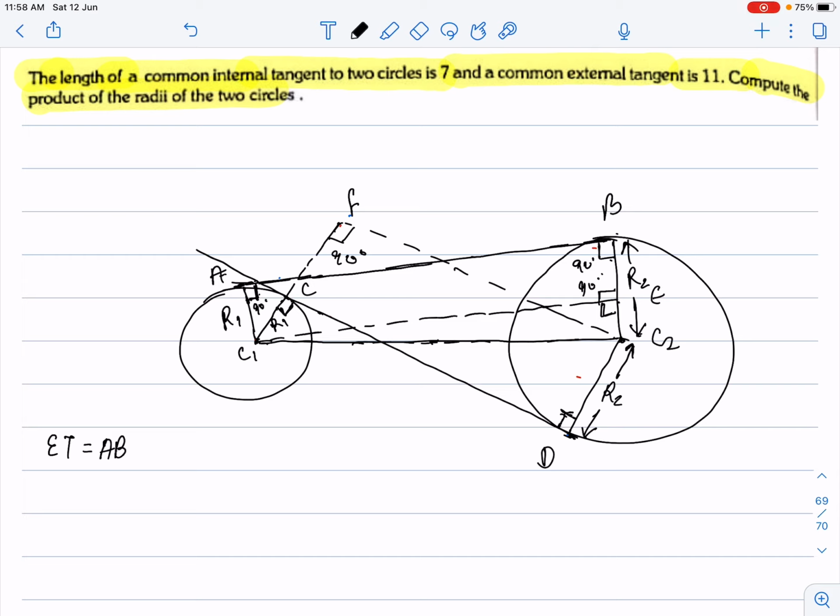So opposite sides of a rectangle are equal, so that means the length of external tangent, which was AB, will be equal to C1E over here. Now if it is 90 degree guys, this will become 90 degree by linear pair. Now let's proceed further and see the next thing.